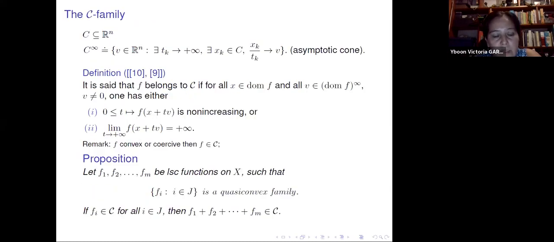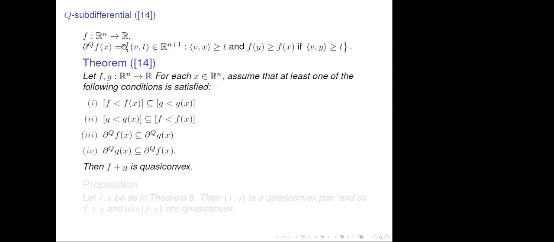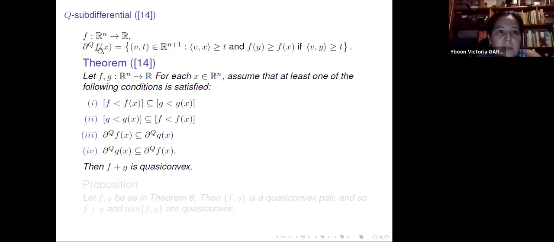Also, for the C family, there is a parallel, the Kusu differential, which was also introduced by Suzuki. And this is the definition. I won't go into details, but this is the definition of the Kusu differential. This is only for functions that are defined in Rn. And he established this result.